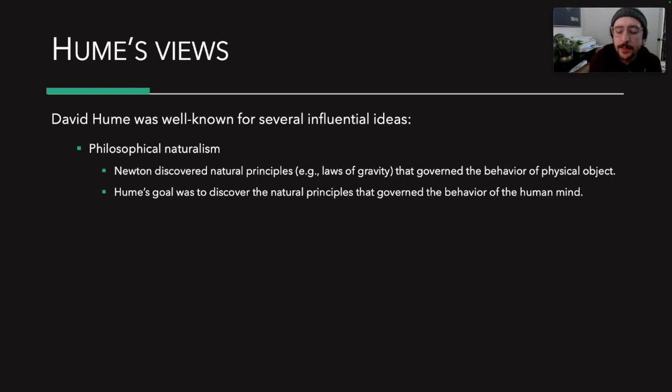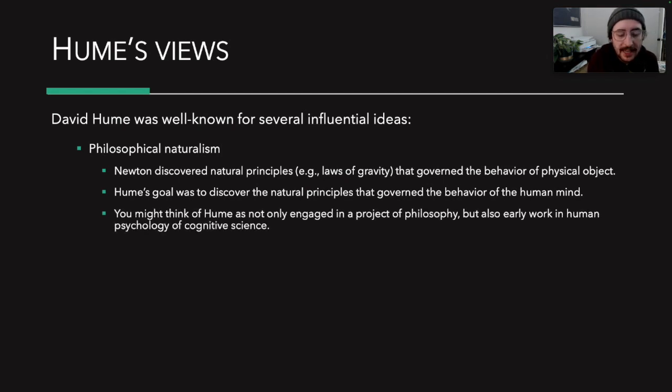Hume's idea here was that the human mind was not some supernatural thing beyond our comprehension. Rather, the human mind was itself a part of the natural world and governed by the same kinds of principles that everything else is. It had regular behavior, and if we just found the laws of the mind as opposed to the laws of physics, we would be able to understand how the mind operates. So in this way, you could think of Hume as not only engaged in a project of philosophy, but also an early work in human psychology or cognitive science, trying to understand the underlying principles that guide our thoughts and beliefs, desires, emotions, and everything that goes on in our mind.